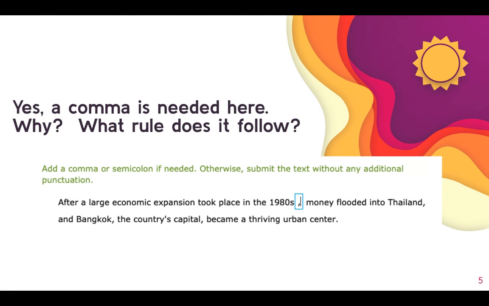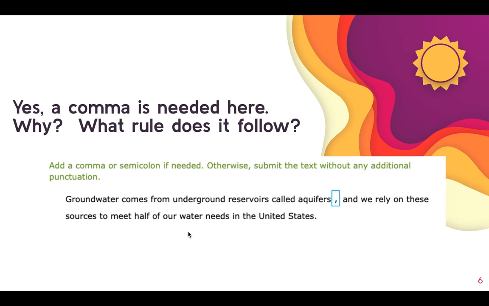Okay, as we look at this first one, you'll see that there is a comma that is needed, and the question is why? What rule does it follow? It follows a dependent clause that is starting the sentence. The dependent clause starts with after, and after a large economic expansion took place in the 1980s, comma, money flooded into Thailand. And two more commas are used as an appositive here to talk about Bangkok, the country's capital. That is an additional detail that we learn about Bangkok.